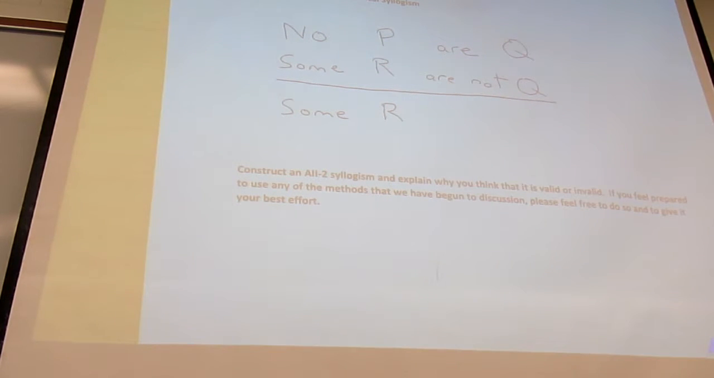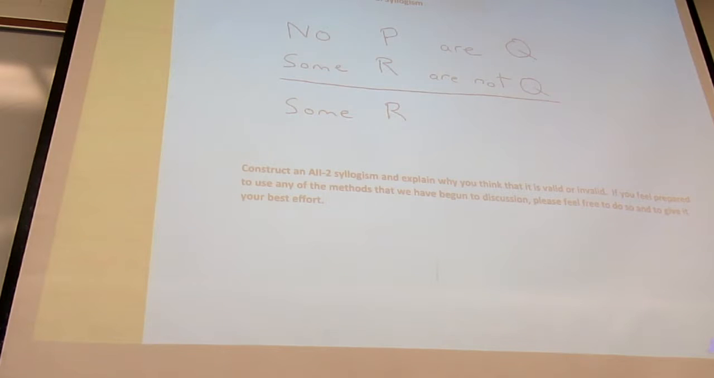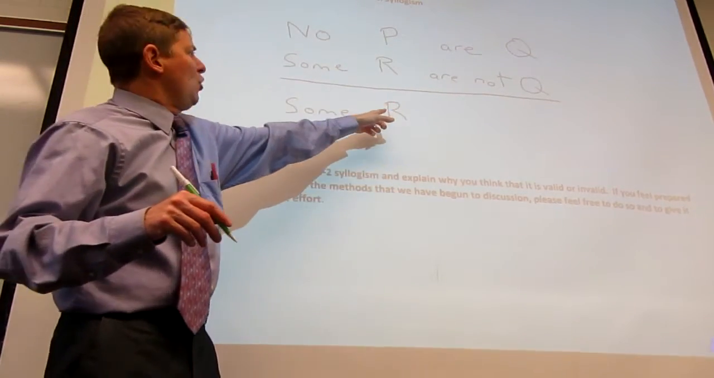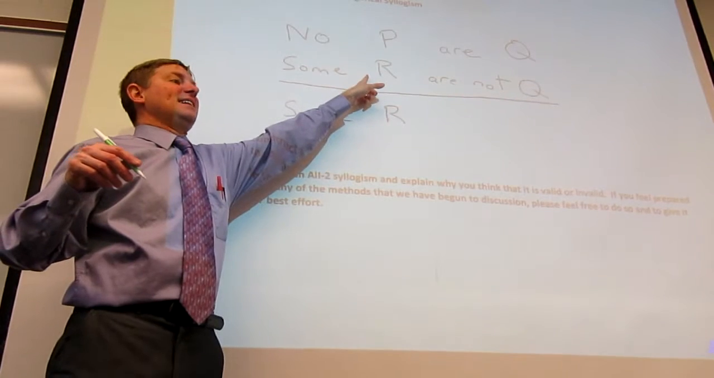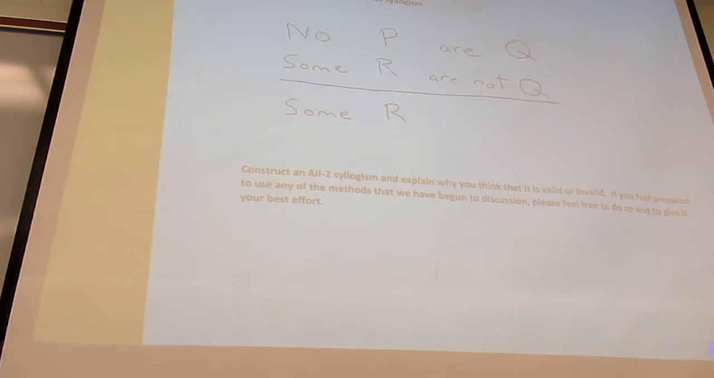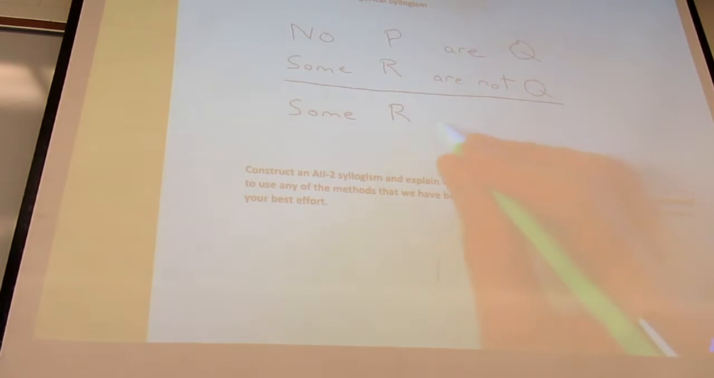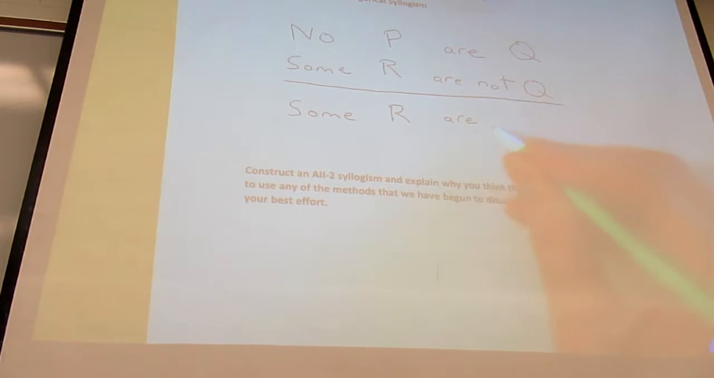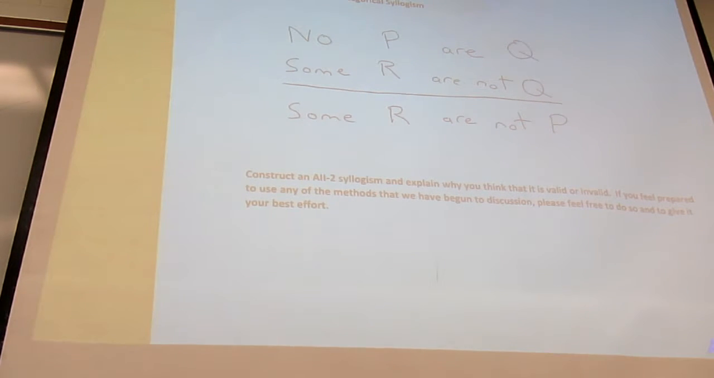How do I know it's R that goes there? Because I know that P and R have got to be in the conclusion. I know that this one goes here because it is the minor term. And the minor term is always the subject of the conclusion. Sorry, I am awake. So that's what it will look like.